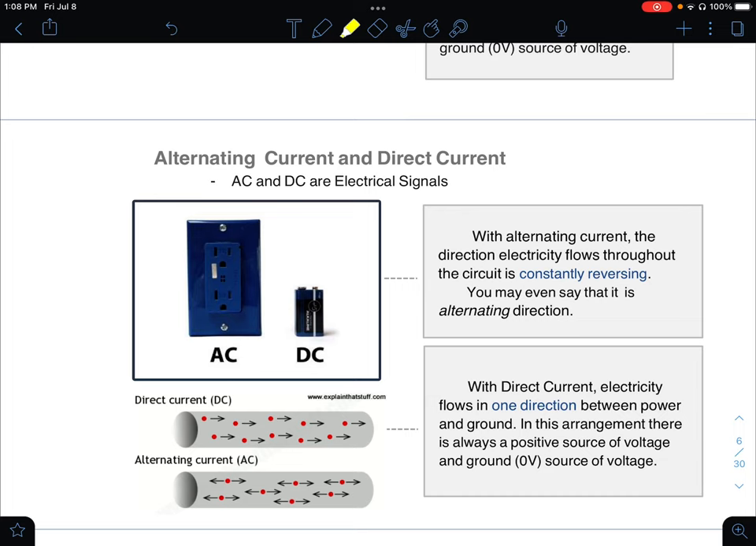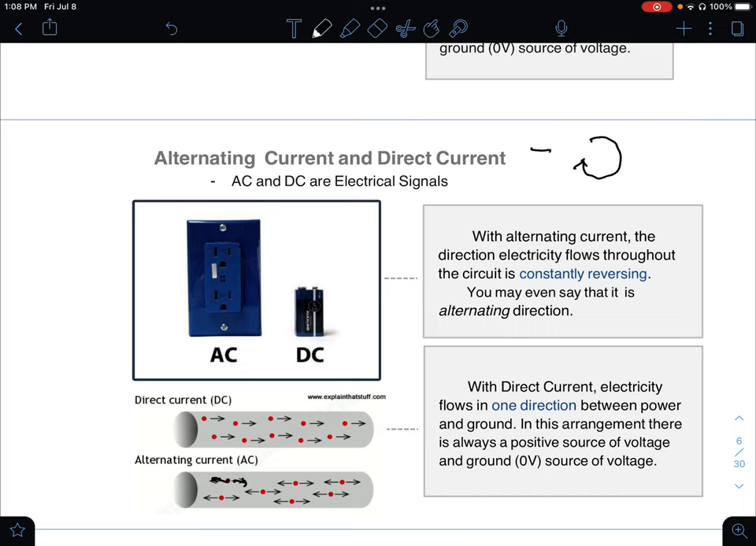So with AC, the direction electricity flows throughout the circuit is reversing. So you can see here, reversing, so the flow is from right and also to the left. So you may even say that this is an alternating direction, the word alternate, no? Whereas in the direct current, it only flows in one direction. So the flow is for only one direction.